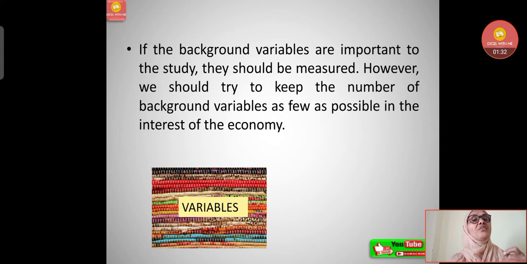Now, if the background variables are important to the study, they should be measured. Obviously, if you feel that these variables in your problem are measurable, you should study them. However, we should try to keep the number of background variables as few as possible in the interest of economy. If you take too many, it will take so many measurement tools. So you have to restrict your background variables to as few as possible.